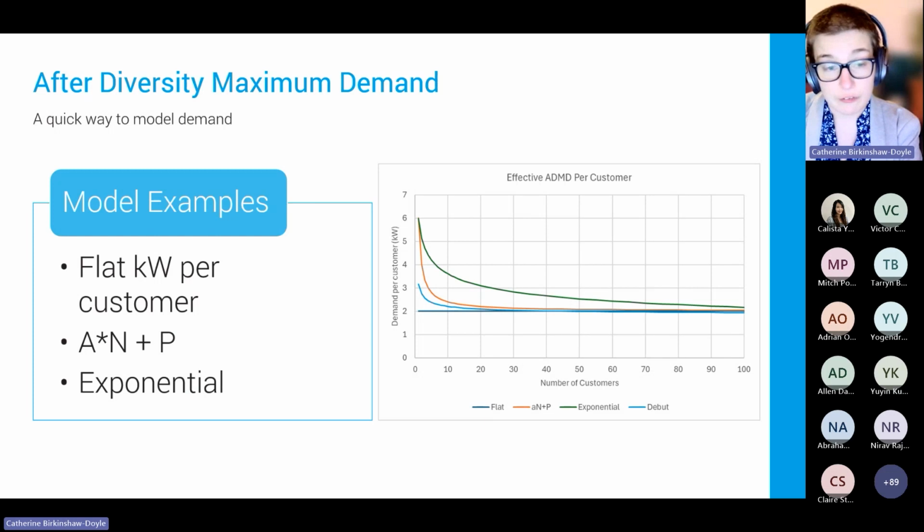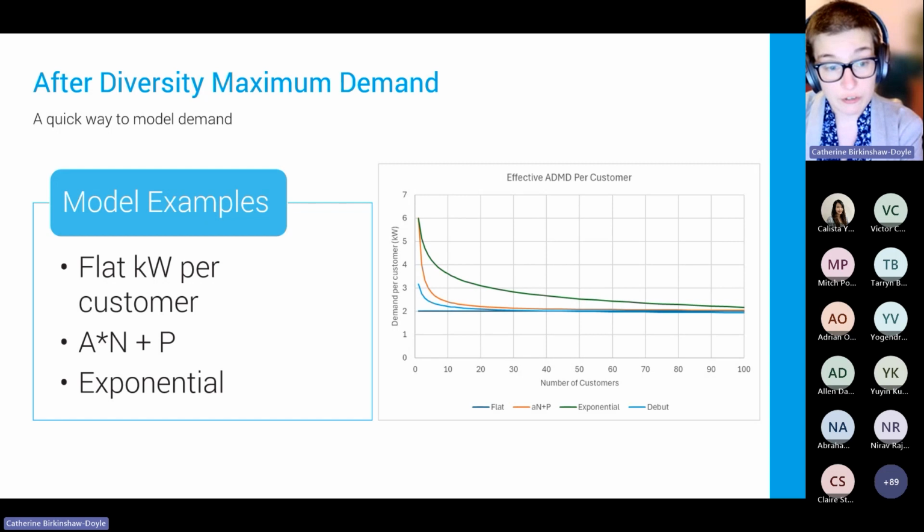A variant of this, shown by the second equation, is similar. It allows a flat kilowatt per customer, A times N, plus a floor level P, which is used to account for the extra service cable demand at low customer numbers. And this produces a curved line, the orange line on the graph for a typical UK size house.